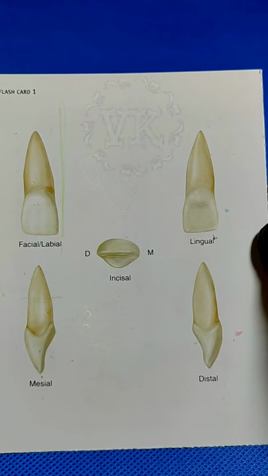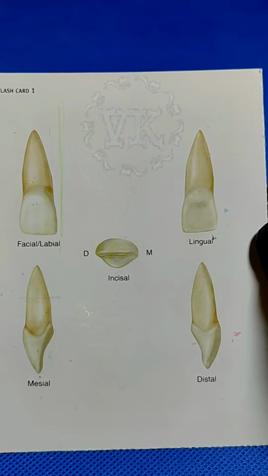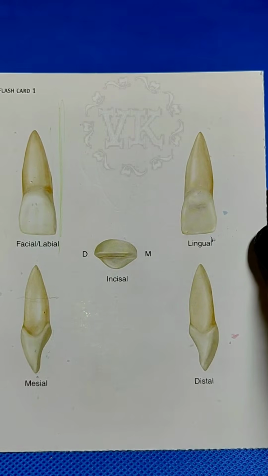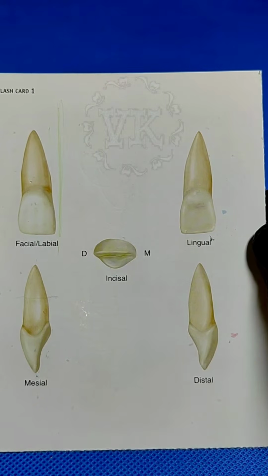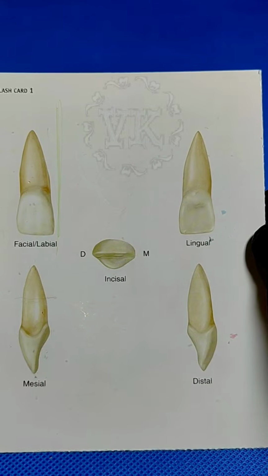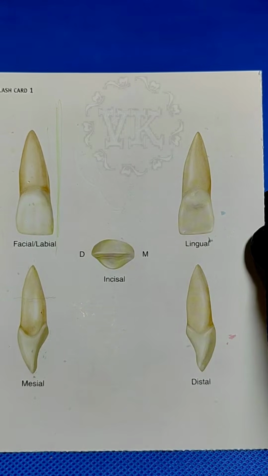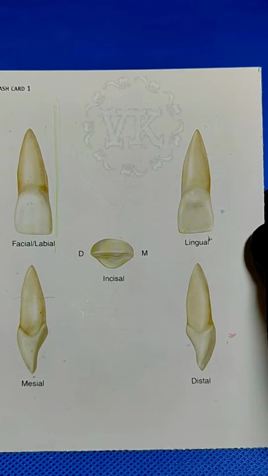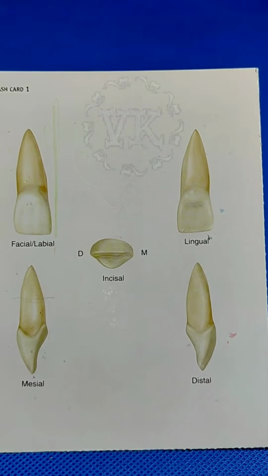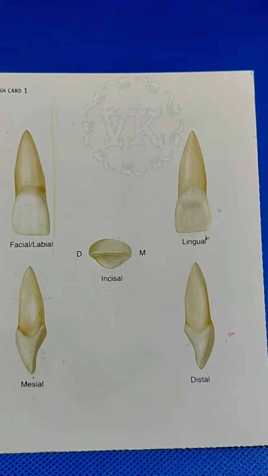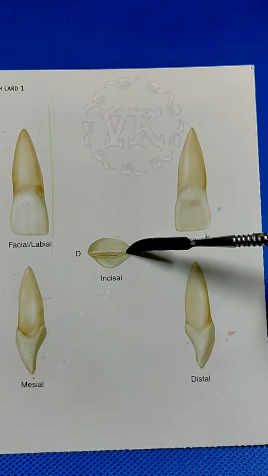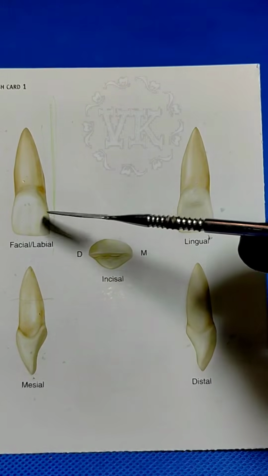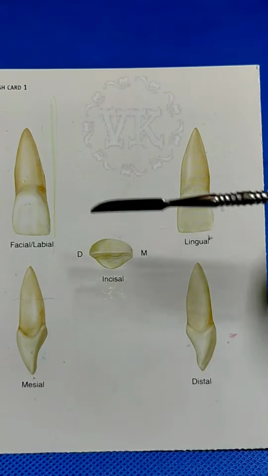So this is a video that I'm making for central incisor carving. Before carving any tooth, you first need to understand or look at the picture and develop a memory of the shape of the tooth in each of the 5 different views that you can have. So you have the incisal view, or the occlusal view, this one. In the occlusal view, the tooth looks more like a triangle.